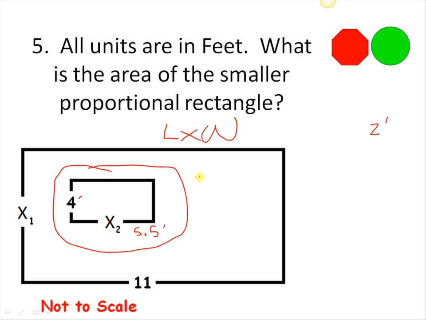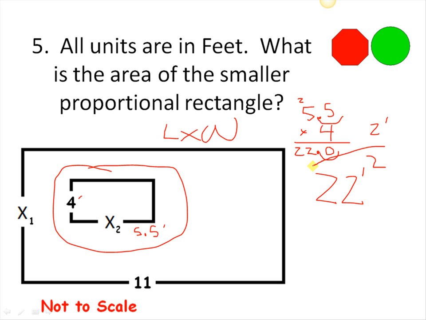So we take a look at this and we say 4 times 5.5. So I do the multiplication here. 4 times 5 is 20. That's a 0. I carry my 2. 4 times 5 is 20. That's 22. And I look up here and I have 1 decimal place. So I add my decimal in, and I'm at 22 feet squared. And that's the correct answer.